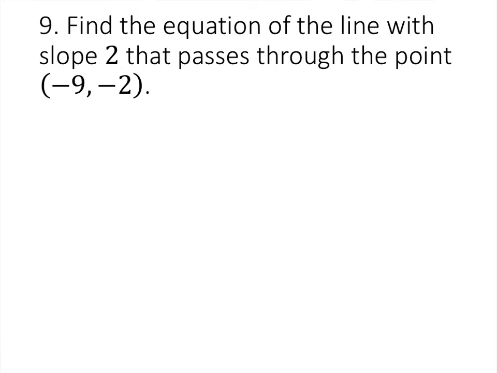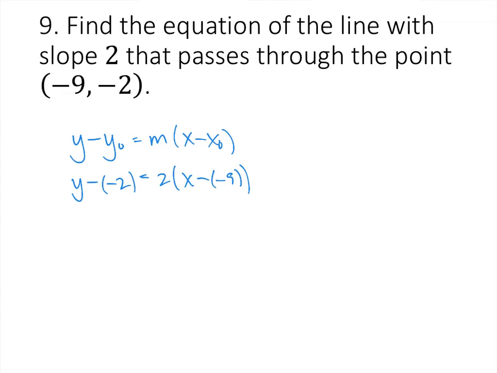Another equation of a line problem. This time we're given a slope and a point, so we can go straight to our point-slope form. y minus y0 equals m times (x minus x0). So that's going to be y minus negative 2 equals m times (x minus negative 9). That gives us y plus 2. That's x plus 9 in the parentheses, so this is 2x plus 18. Subtract 2 from both sides, we get y equals 2x plus 16.